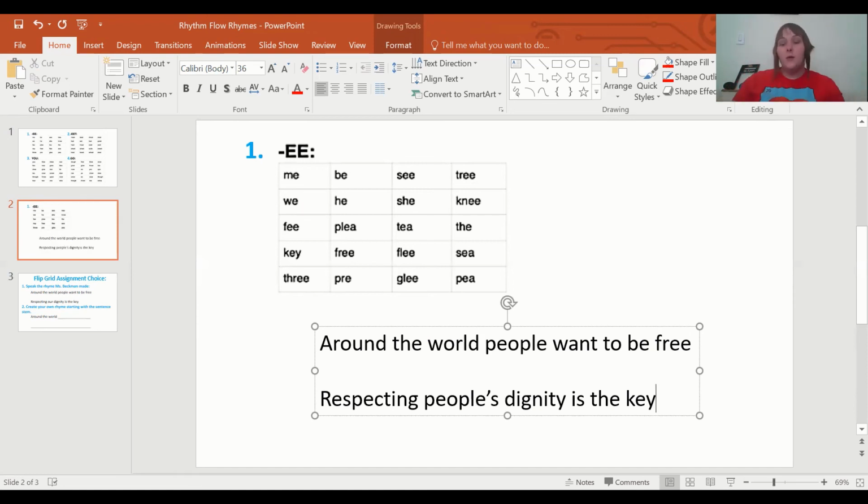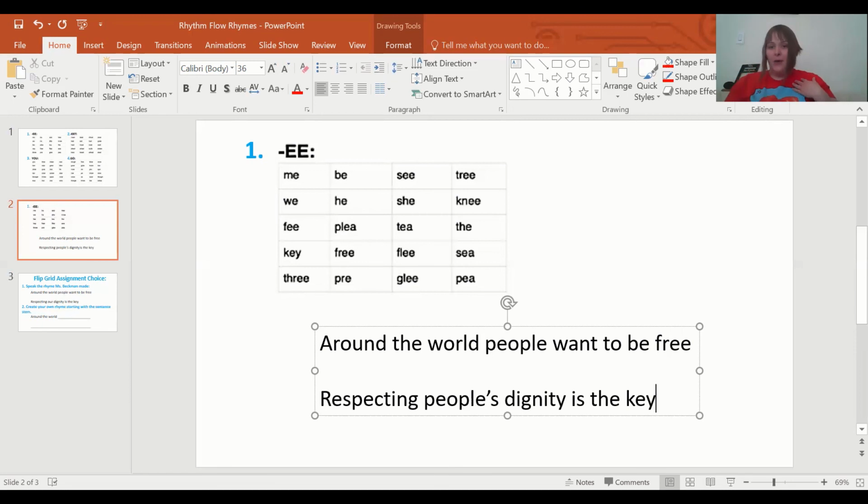So if we want people around the world to be free, then we really need to respect people's dignity. Now, you all know what respect is. We talk about it all the time. Dignity is somebody's inherent value. It's inside of them no matter what they do, how they look, how they act, they still have dignity. And so if we respect people's dignity, which means their inside value that cannot be taken away, then I think around the world, people will start to feel more free. And I know I would.